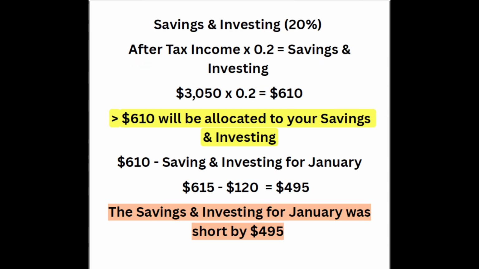Now last up we are going to calculate for our savings and investing. $3,050, being our after-tax income, times 0.2, which equals $610, should be allocated for our savings and investing. Taking our allocated amount of $610 minus $120, which is our actual amount for savings and investing in the month of January, this equals $495. Again, our savings and investing was also short of the 20% for the month of January, also due to a high amount of expenses from our needs category.